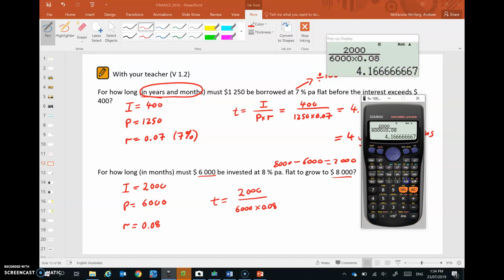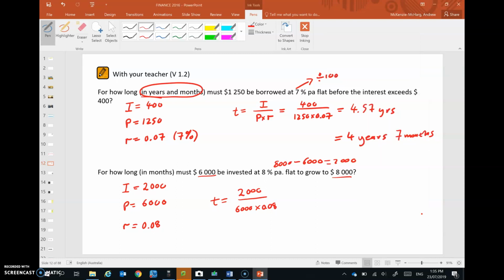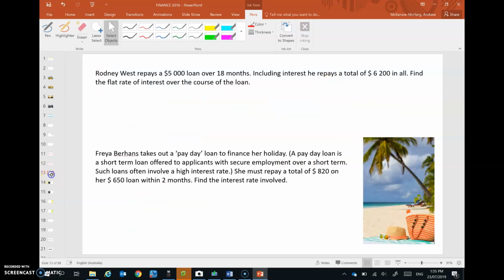Let's see what we need to do. Okay, so we get that is 4.1666 years. So this time we don't need to give it in years and months. They just want to know in months. So we can take that number and convert it to months by just taking the whole thing and multiplying by 12, which gives us 50 months. Excellent.